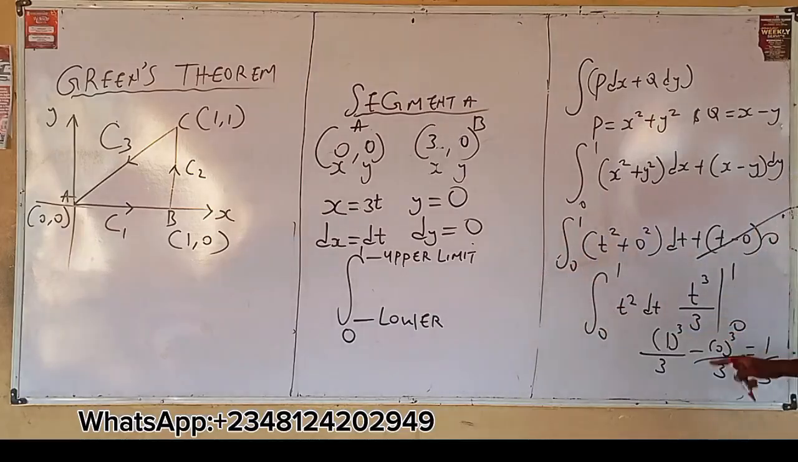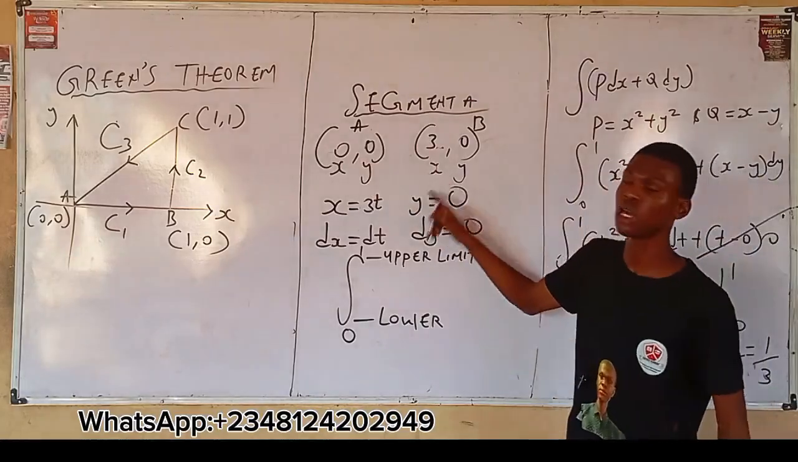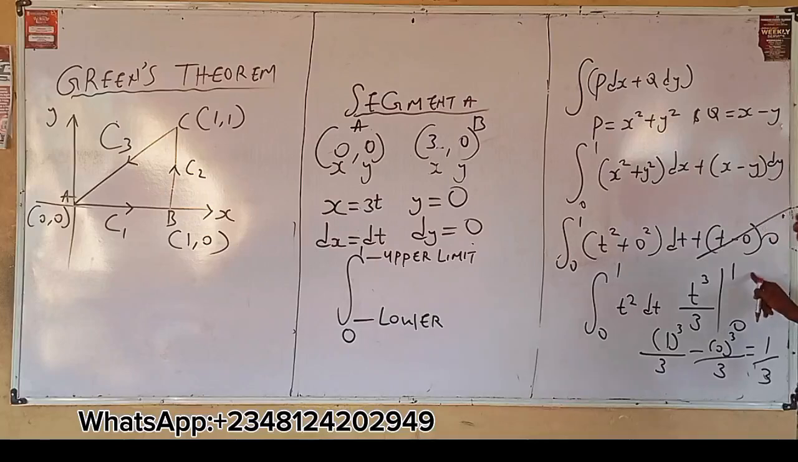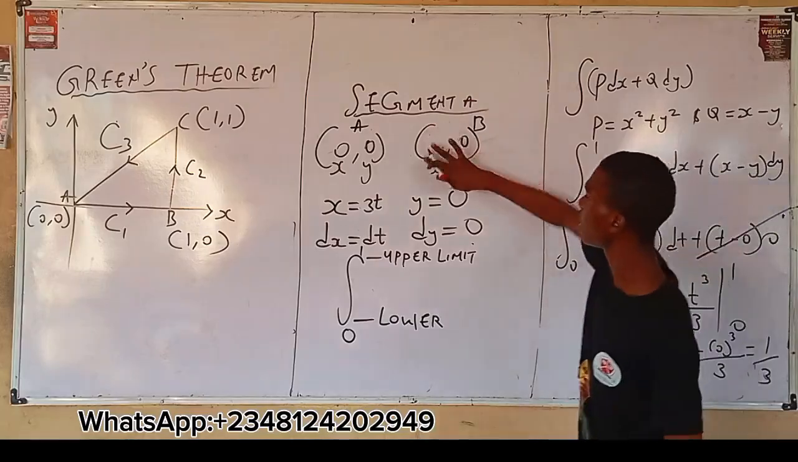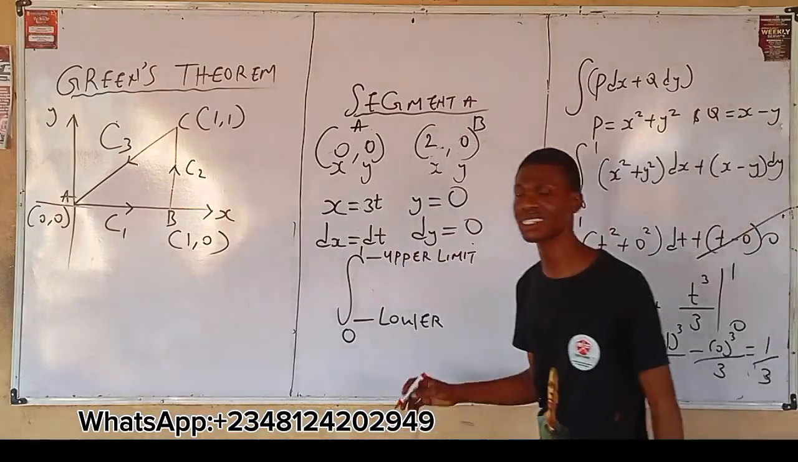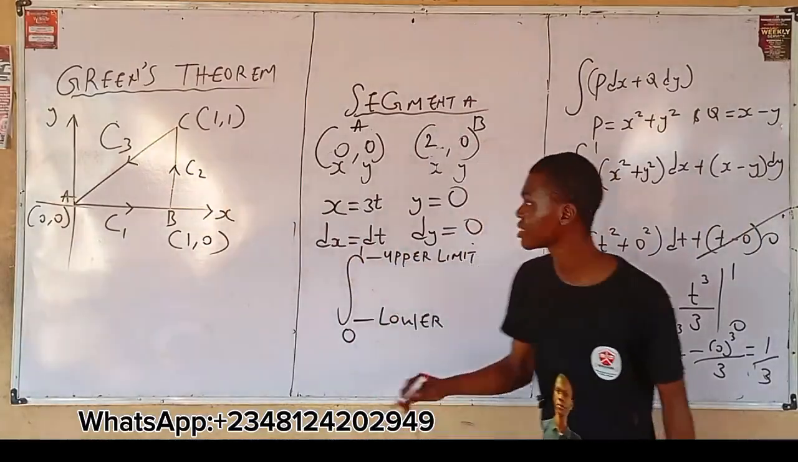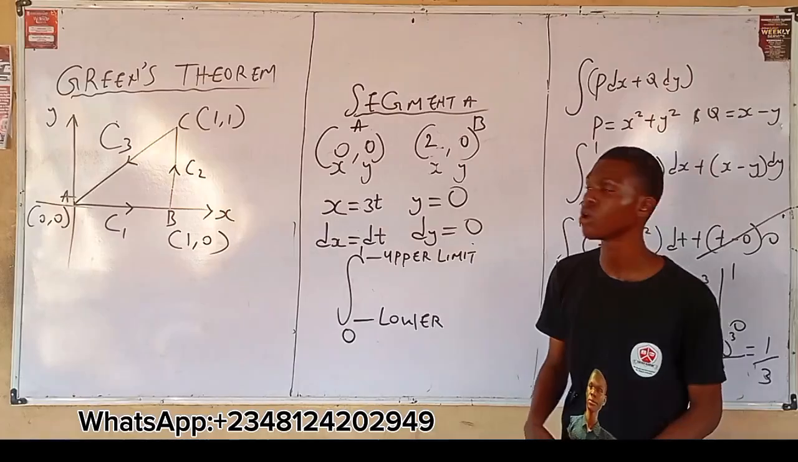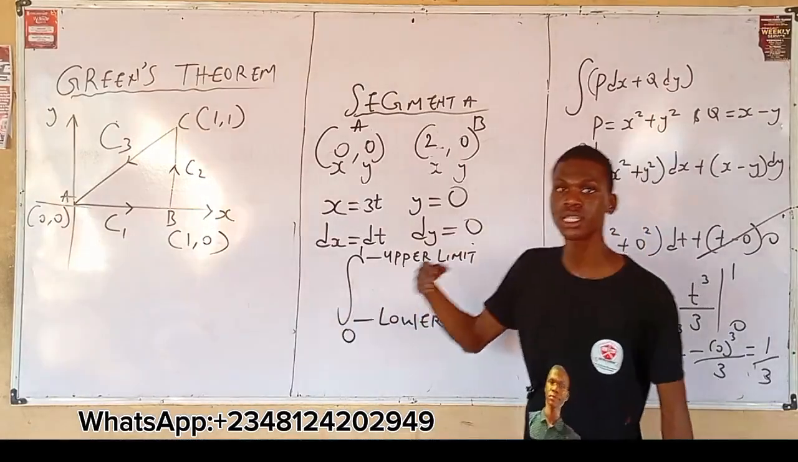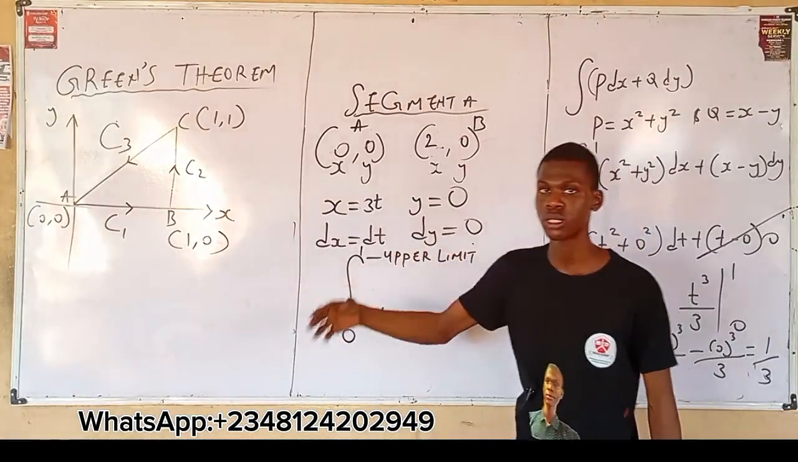You know, for our own question, my limit is 0 to 1, because x is changing from 0 to 1. But let's say this was the question. My limit in this case would be 0 to 3. Or let's say I have 2 here. My limit will be 0 to 2. So what we are saying in essence is that whatever coordinate is changing, say 0 to 2, 0 to 1, 0 to 3.